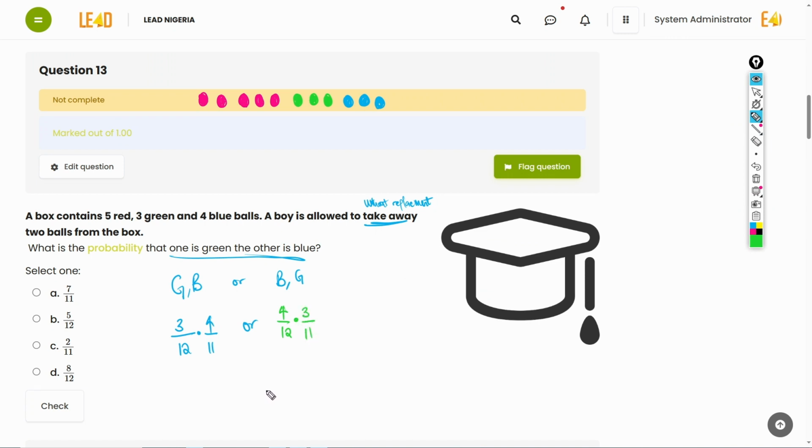Okay, so we can calculate this. I can cancel this 12, because 3 times 4 over 12 times 11 means the first one is 1 out of 11. Same thing, I can cancel and then cancel out the 12, right? So plus 1 out of 11, which gives me 2 out of 11, right? 2 out of 11. That's option C.